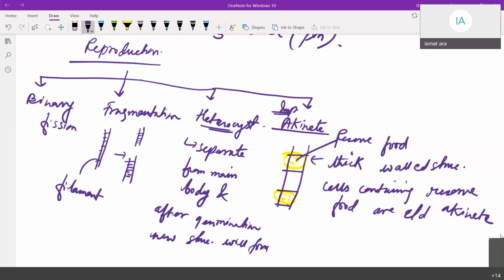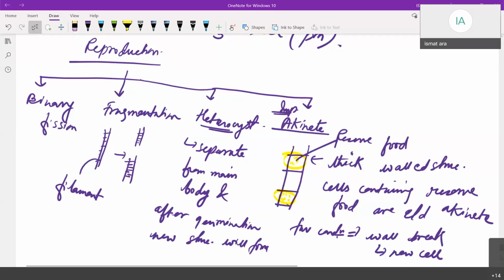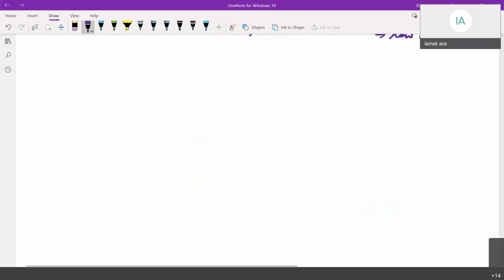Now under favorable condition, what will happen, students? This wall will break, and a new cell will germinate. It will form a new cell. So this is about akinete. One, binary fission, fragmentation, heterocyst, akinete, and the last category is hormogonia. What is hormogonia, students?